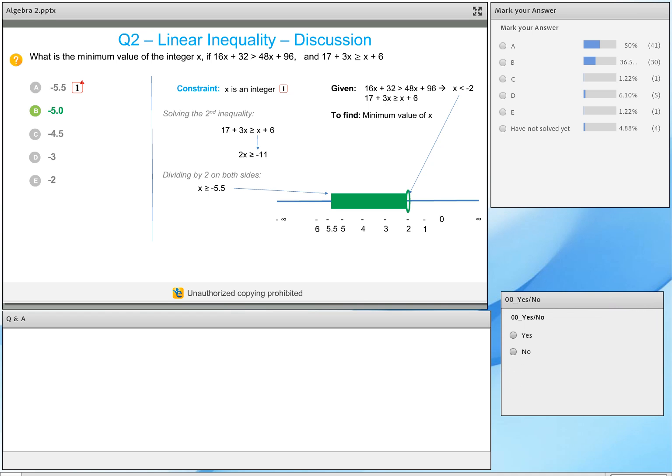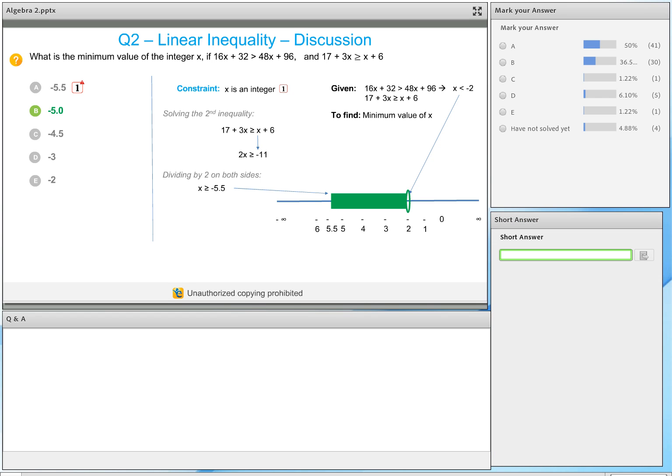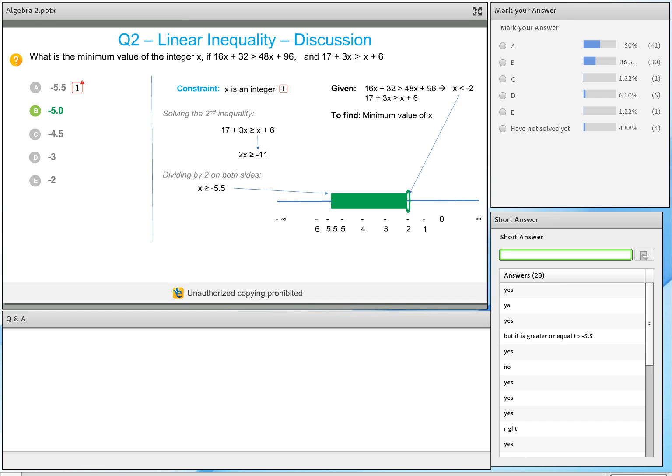Okay, so let me confirm. Those of you who did falter here, faltered because you didn't look at the constraints. Is that right? And this cost you this question. From the standpoint of your understanding of how to solve a system of linear inequalities, you were okay. But you made the mistake because you didn't identify the constraint here.